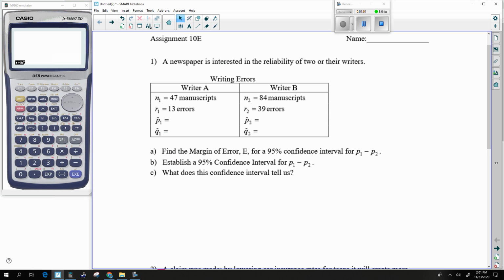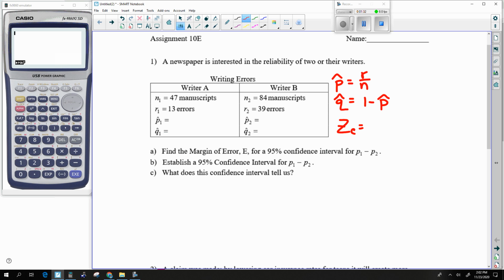All right, so things that you need to know. One thing that you need to know is p hat. P hat is, again, r divided by n. It's the small number divided by the big number. That's what a p hat is. You also need to know a q hat. Q hat is 1 minus p hat. All right, you need to know that.